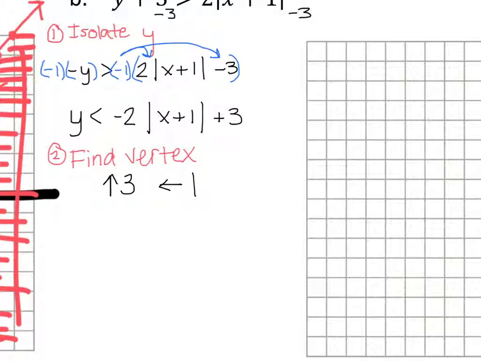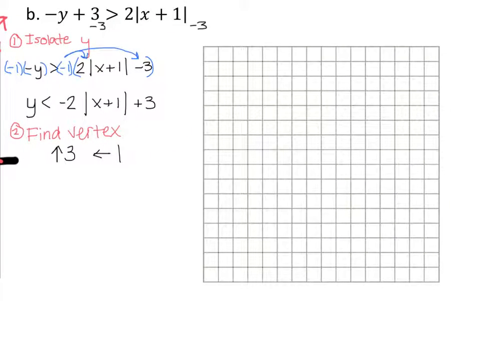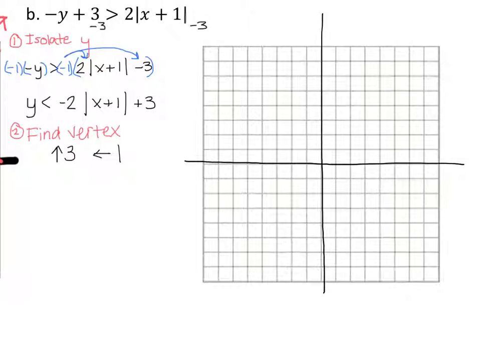Left 1. So I'm going to make my axes here so I can graph it. Okay, so instead of 0, 0, I'm going to go up 3 and left 1. So there's my vertex.